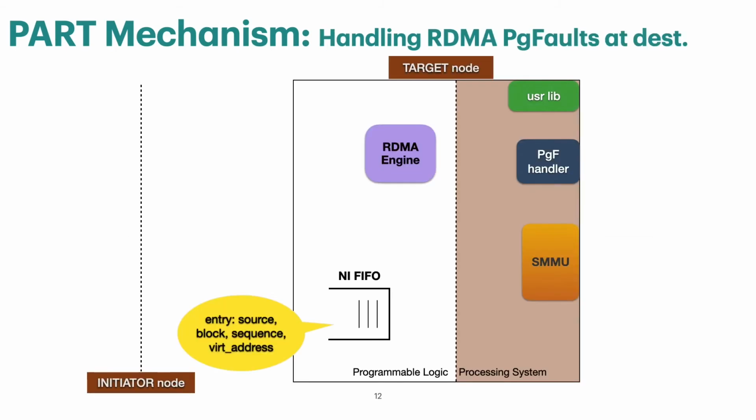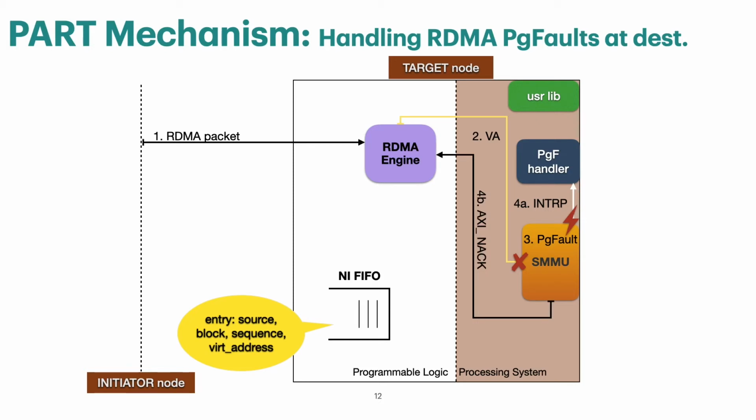That is the flow. Now, getting into more detail, a packet will arrive from the initiator node to the RDMA engine of the target node. The virtual address of this packet will be translated by the SMMU. A page fault will be triggered, and at this point we will have an interrupt and also a negative acknowledgement that will arrive in the RDMA engine. The RDMA engine from its side will notify the initiator node to stop transmitting because there was an error.